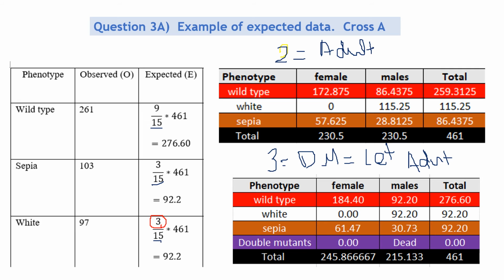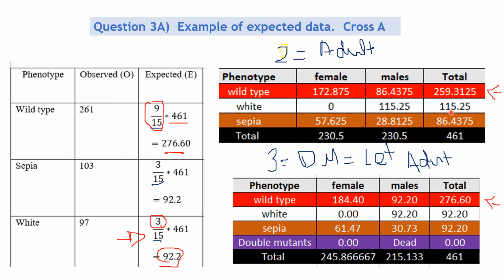So while before you had 259, now you're going to get 276. Why? Because you divide by 15 instead of 16, and you still multiply by 461, so now you get this number. For the white one, you have more changes. Now you get 92, as is shown here. Before you used to have 115.